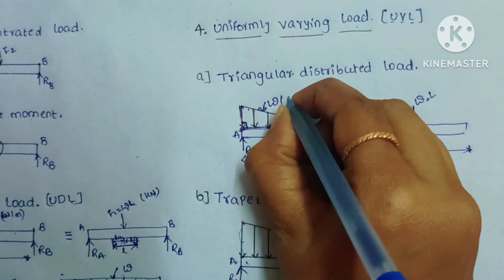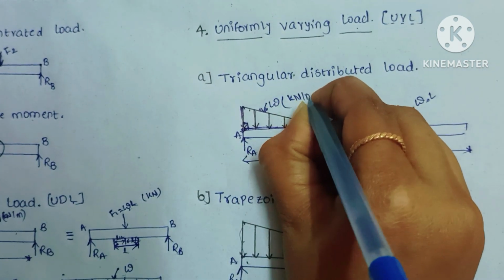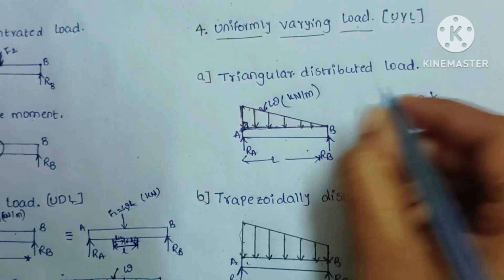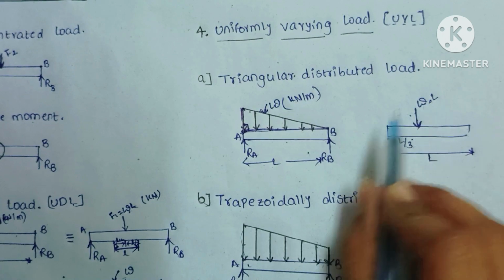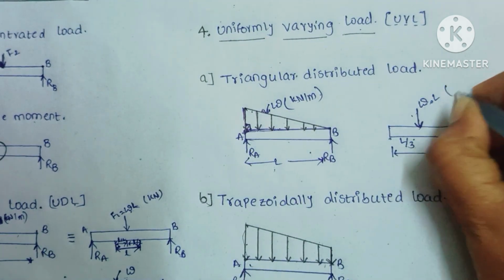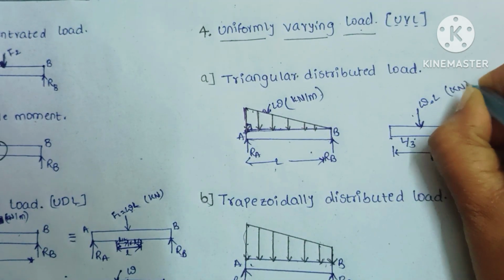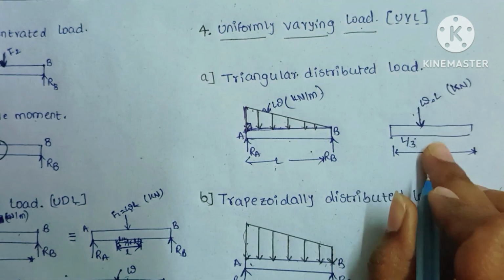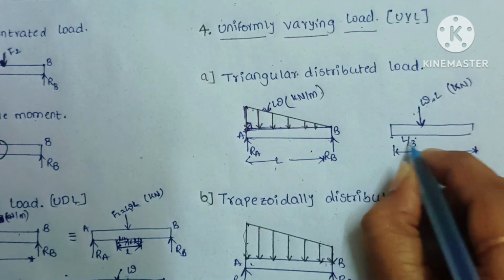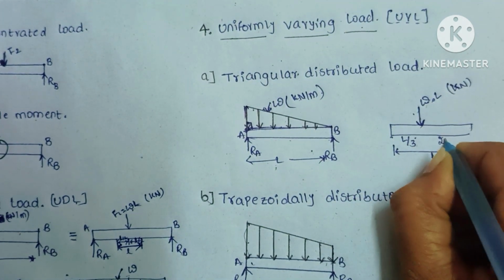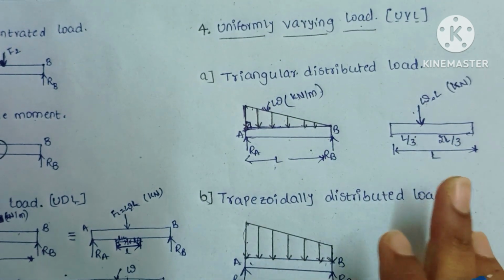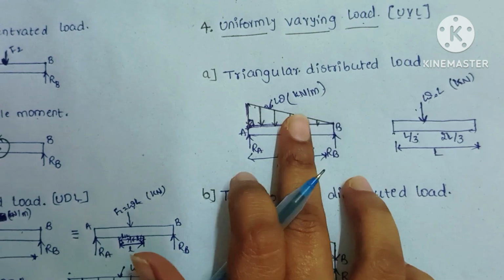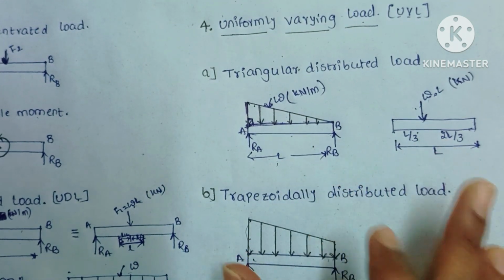The unit for this load is kilonewton per meter, or Newton per meter. So we are multiplying with L, and here we will get kilonewtons. This is the load which is acting at L by 3. L by 3 on this side means this side is 2L by 3. Understood? In this way we can convert a triangularly distributed load into a point load.